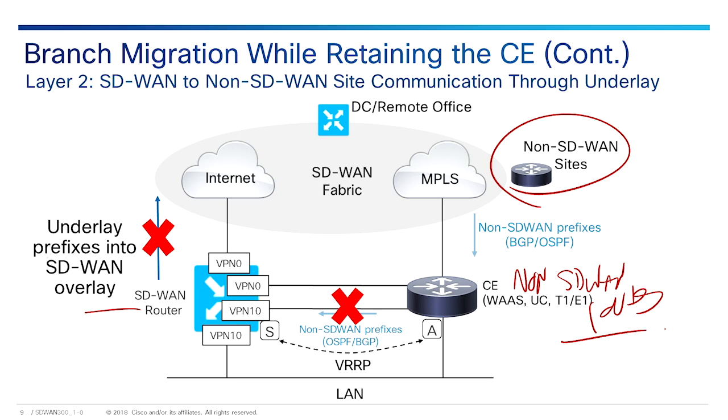Now the downside here is the CE routes the SD-WAN prefixes to the SD-WAN router, right? So if you're an SD-WAN site out here, we're still going to route traffic that way, which routes them into the SD-WAN overlay. Underlay prefixes should never be announced into the overlay. And what I mean by underlay prefixes, I mean that /30 for the MPLS, etc.